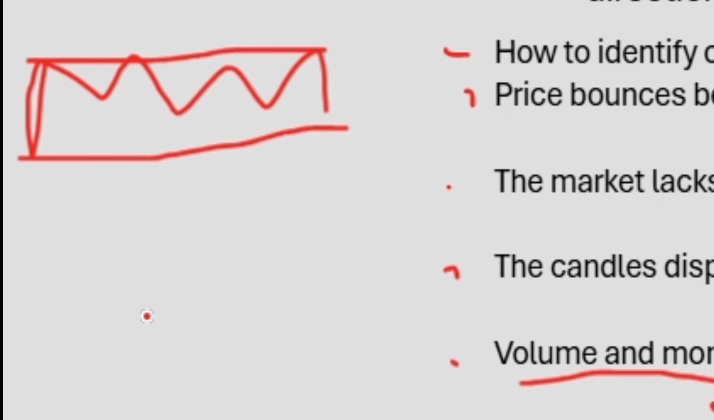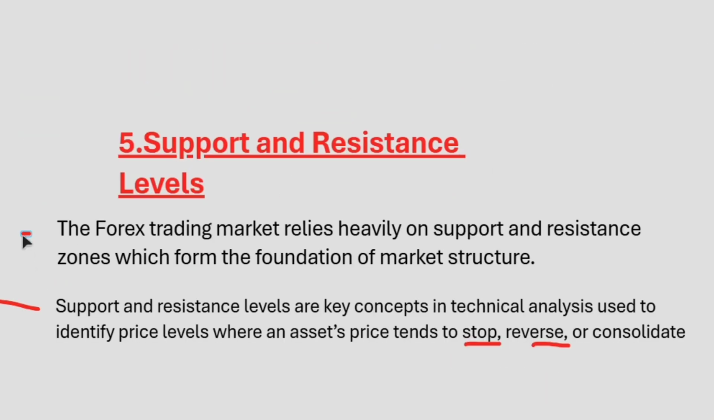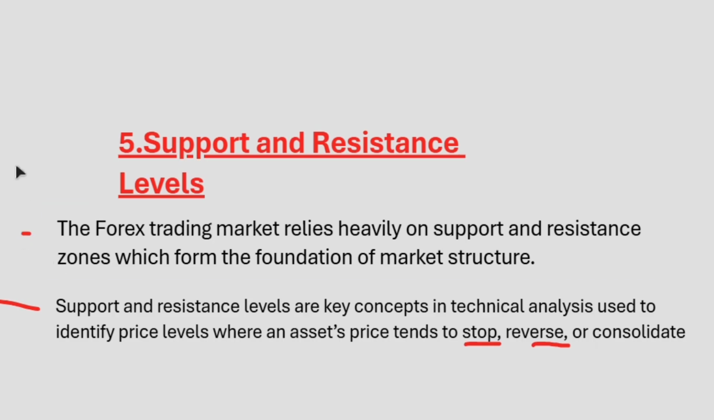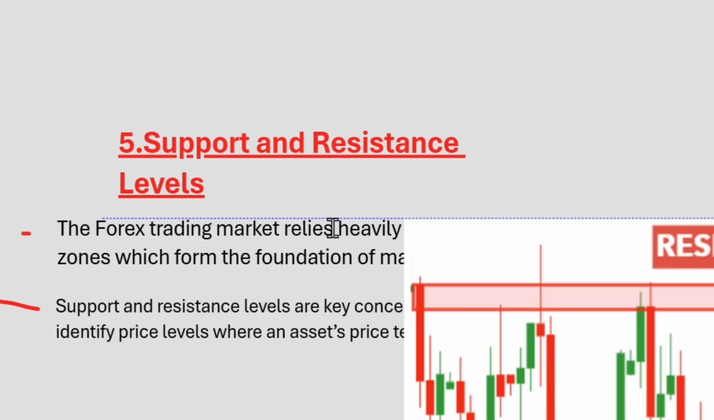Now, let's go to number 5, support and resistance level. This one is the most important. The forex trading market relies heavily on support and resistance zones, which form the foundation of market structure. In forex, without support and resistance levels, there will be no market structure. Support and resistance levels are key concepts in technical analysis used to identify price levels where an asset price tends to stop, reverse, or consolidate.